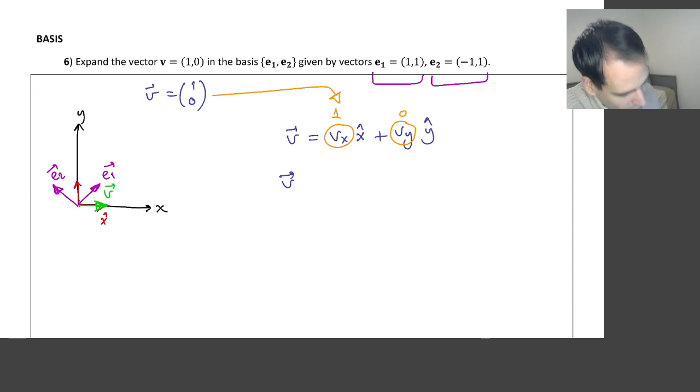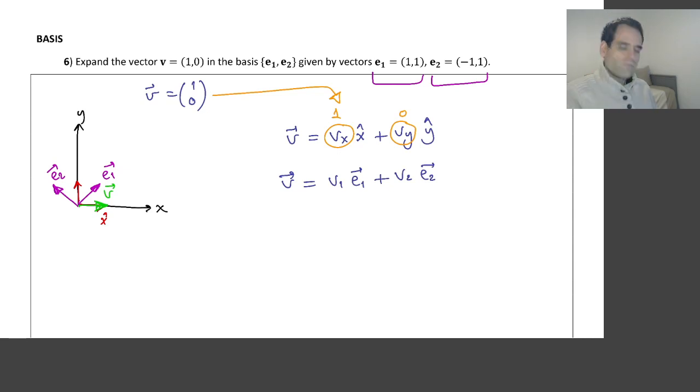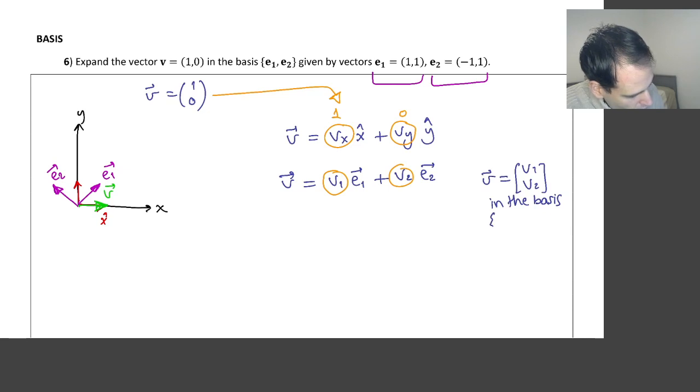We want to write the same vector v, so it's always the same vector. We want to write it as v1 times vector e1 plus v2 times vector e2. Okay, and therefore these two numbers, these two coefficients, will be the coefficients of vector v in the basis. So we could write v as this new vector v1, v2 in the basis of e1 and e2. So in this basis we could write those two numbers v1 and v2 as the coefficients. So how do we know what those coefficients are?